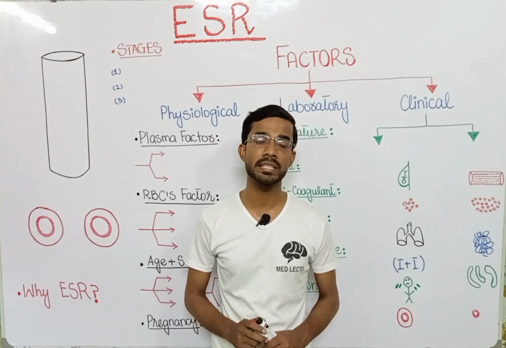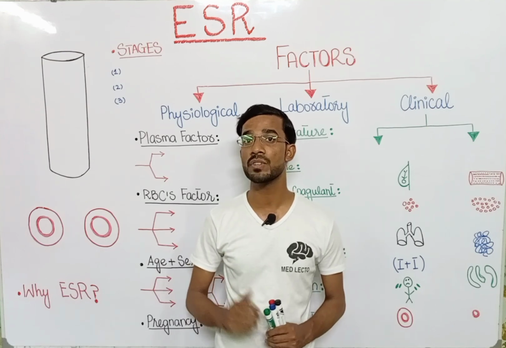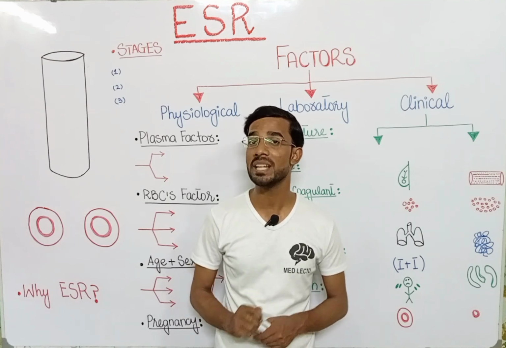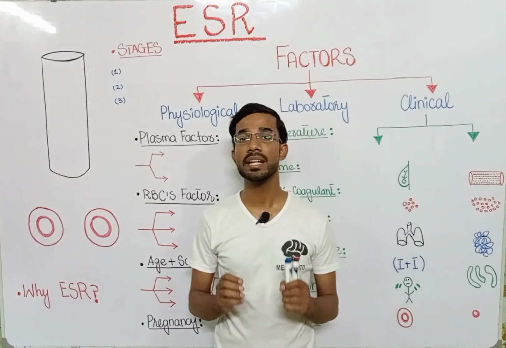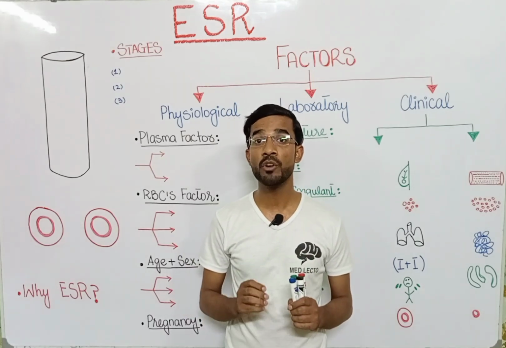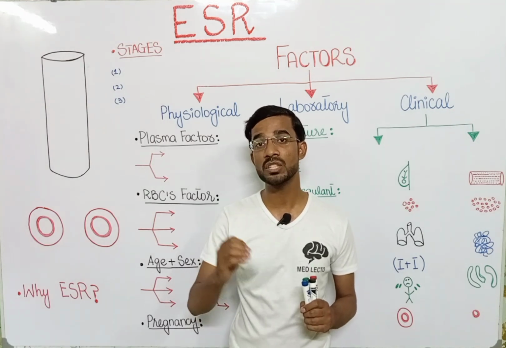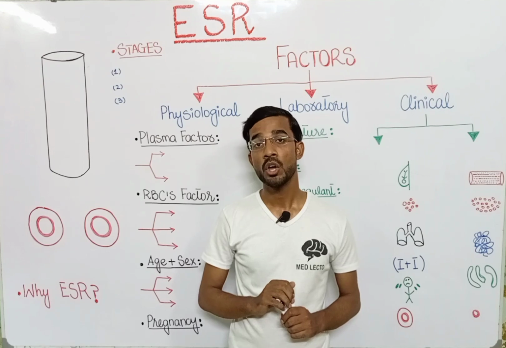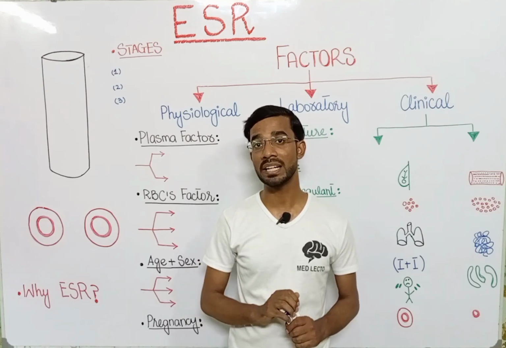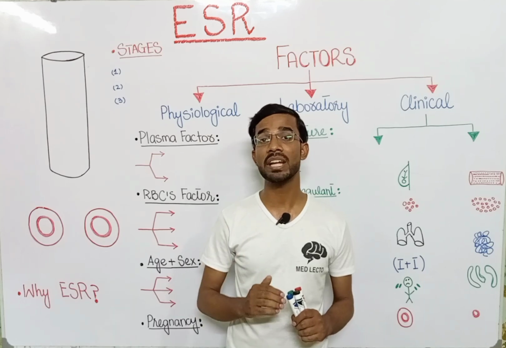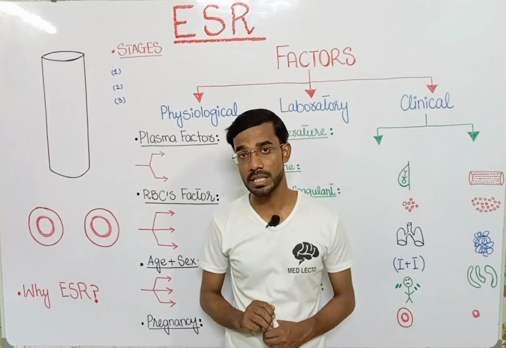Erythrocytes mean RBCs. Sedimentation rate is the time in which the RBCs will settle in the tube, specifically the ESR tube. So it is actually a test in which we measure the time in which the RBCs will settle in the tube. Due to the different timing of the RBC settling, we can detect or measure different factors and different diseases.